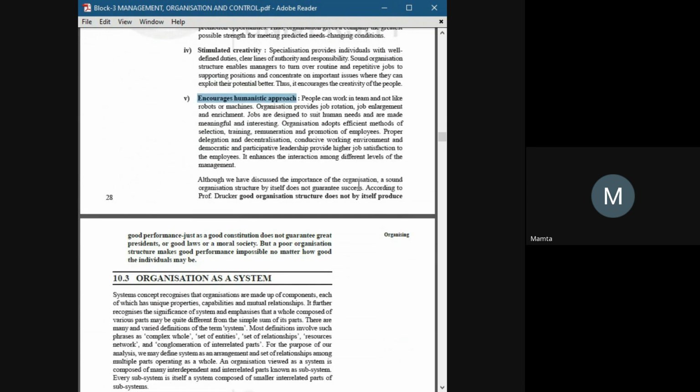So read it. According to Professor Drucker, a good organization structure doesn't by itself produce good performance, just as a good constitution doesn't guarantee a great president or good laws or a moral society. But a poor organization structure makes good performance impossible no matter how good the individual may be.